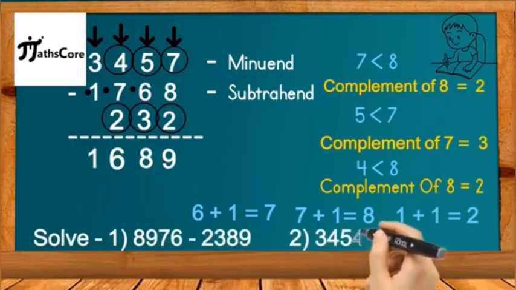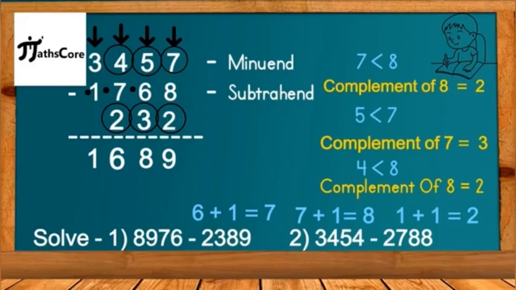So by using the Vedic math method, subtraction by the Shuddh method, you can solve any 2, 3, 4, 5 digit example easily. Okay, so here are some examples for 4 digits. The first one is 8976 minus 2389, and the second one is 3454 minus 2788. Solve these examples by using the subtraction by Shuddh method and mention your answer in the comments. Thank you.